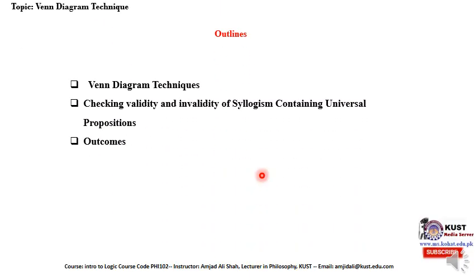Now, these are the outlines of the lecture: Venn diagram techniques. We will be discussing the technique which was used by Dr. Venn in order to check the validity and invalidity of different types of syllogism. But today we will be more focused on checking the validity and invalidity of syllogisms that contain universal propositions. And the outcome of the lecture is definitely to know about this technique.